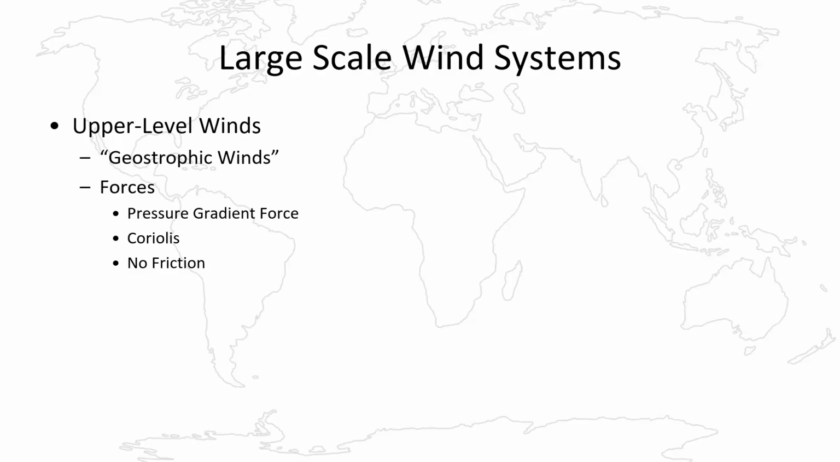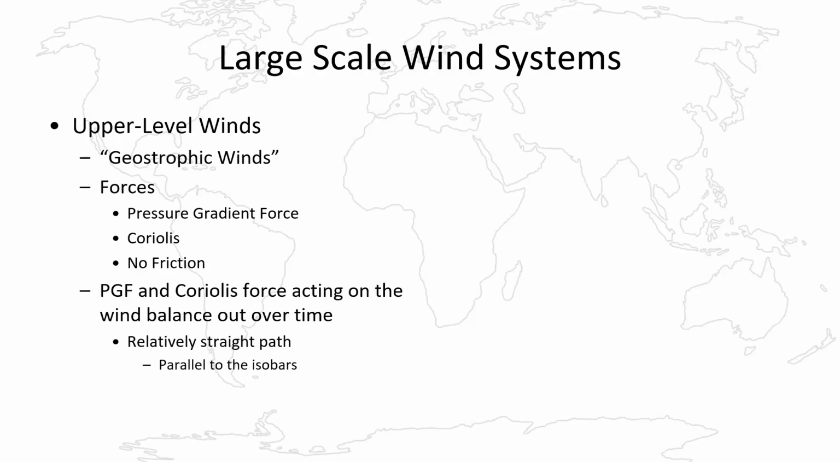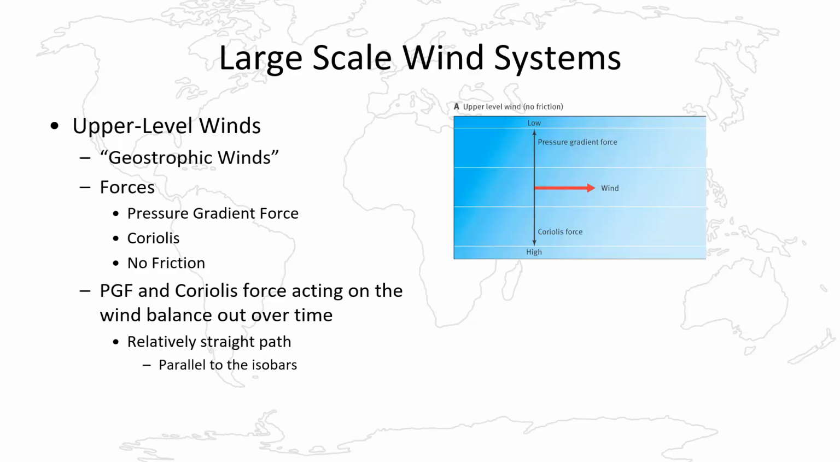The reason why there's no friction is because now we're talking about winds that are well above the surface. Because they're above the surface, there's nothing acting on them to slow them down. So what happens is you have pressure gradient force and Coriolis force balancing out over time. This leads to a relatively straight path wind that's parallel to the isobars. The figure to the right can help you visualize this.